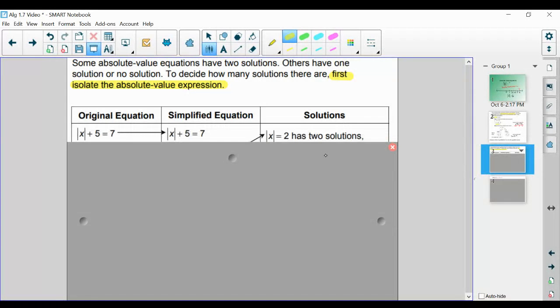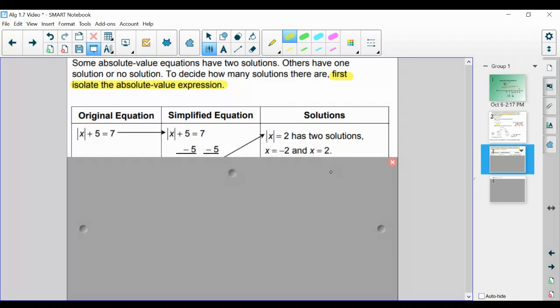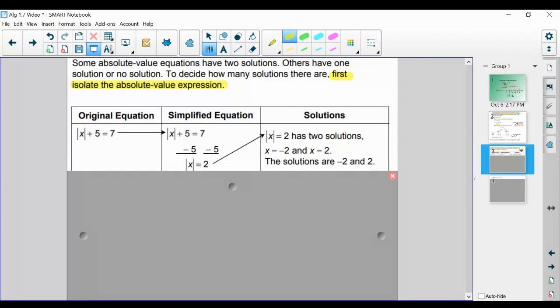So if we have the original equation, the absolute value of x plus 5 is equal to 7, well, when we simplify it, we get that the absolute value of x is equal to 2. So this has to have 2 solutions, because it could have negative 2 and positive 2, because whatever is inside that absolute value symbol has to be 2 units away from 0. So negative 2 is 2 units away from 0, and positive 2 is 2 units away from 0. So we get 2 solutions. And notice that the absolute value is equal to a positive number here.